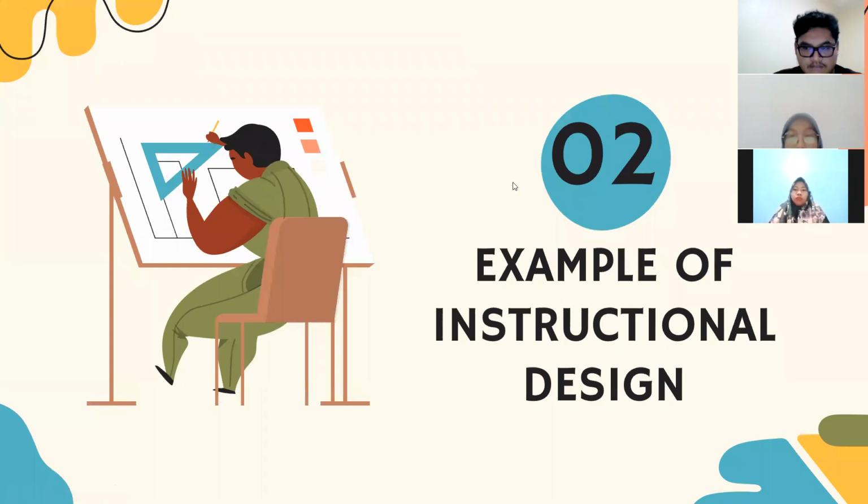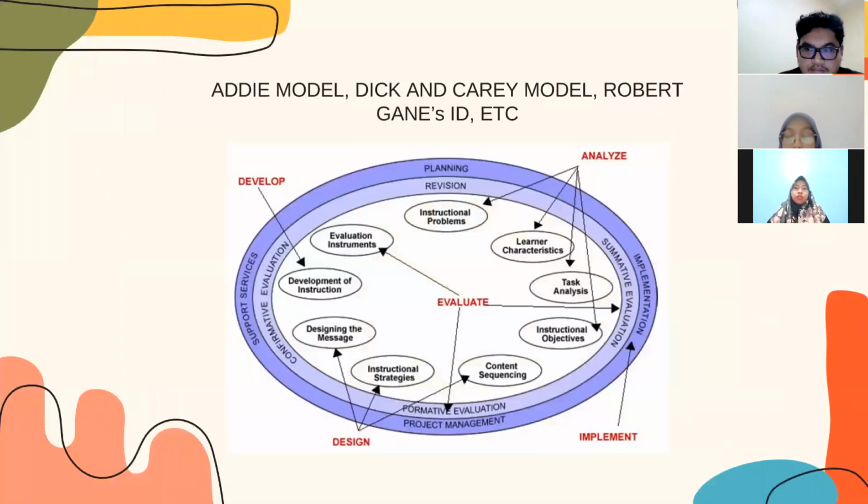Okay, thank you. Here I would like to explain the example of instructional design. There are a lot of examples, like the ADDIE model, the Dick and Carey model, the Robert Gagné ID, and so many more. But in this video, I will tell more about the ADDIE model.